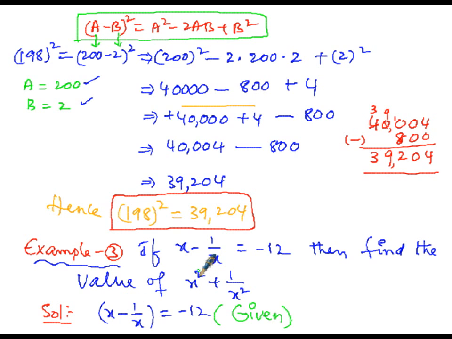So here we have to square on either side. That is, x minus 1 by x must be squared. Similarly, the right hand side, minus 12, also must be squared. Therefore, I am squaring on both sides. The next logical step: the left hand side, x minus 1 by x, must be squared, and similarly the right hand side, minus 12, also must be squared.